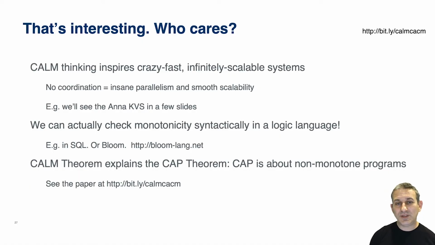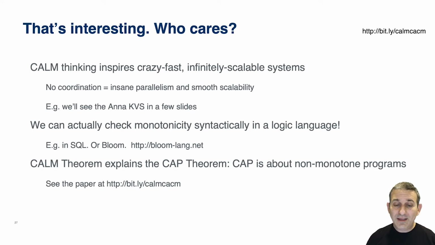So you might say, that's interesting, why should I care? Which is a good thing to say to an academic when they present you their cool theorem. Well, we've been demonstrating that in my group at Berkeley. So Calm thinking, if you really embrace monotone programming, you can build some crazy fast, infinitely auto-scaling systems. Because when there's no coordination, when no thread ever waits for any other thread, you get insane parallelism and very smooth scalability. Everybody is always just doing their job, heads down, never worrying about what anyone else is doing. Every thread is working. And we'll see this in the Anna key value store in a few slides.